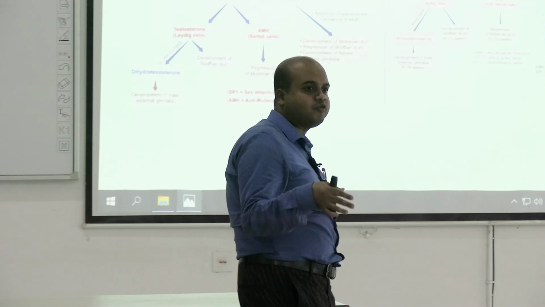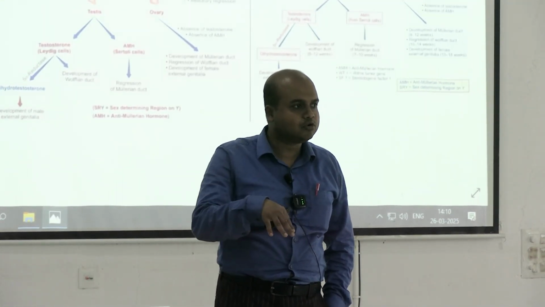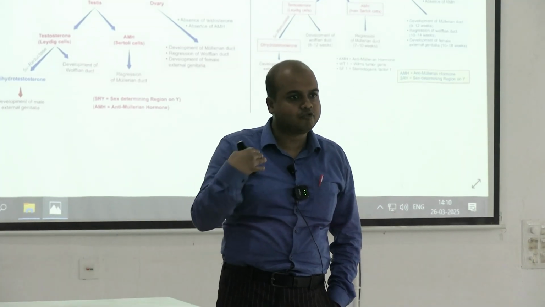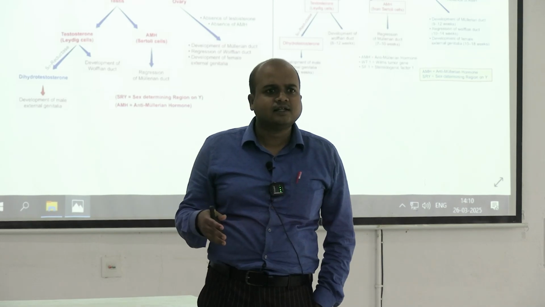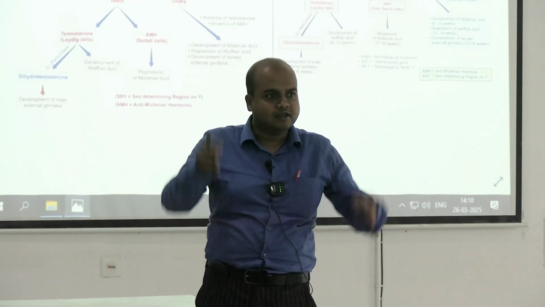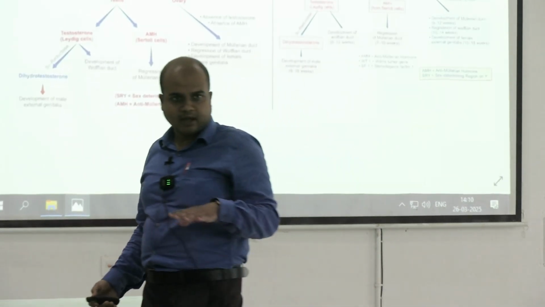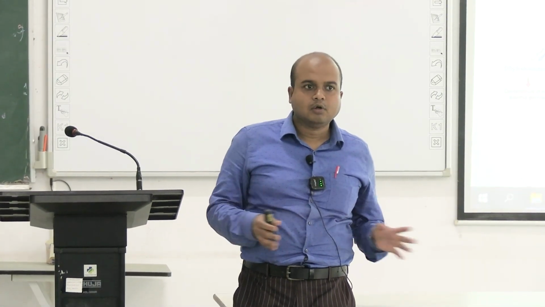And what forms the male external genitalia? It is dihydrotestosterone. From testosterone, 5-alpha reductase will form dihydrotestosterone, and that will form the male external genitalia. Male brain by testosterone. If these things are not there, then everything will be formed in the female way, and that way we may assume that psychology also follows.